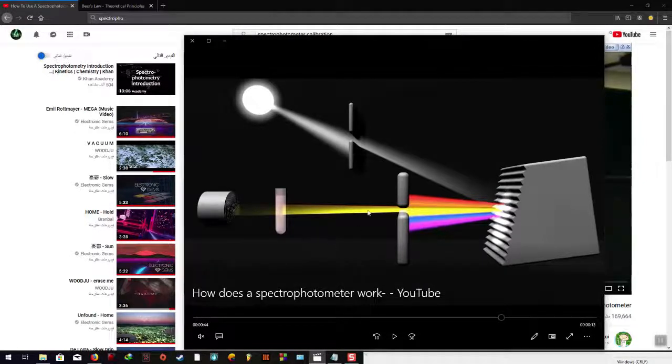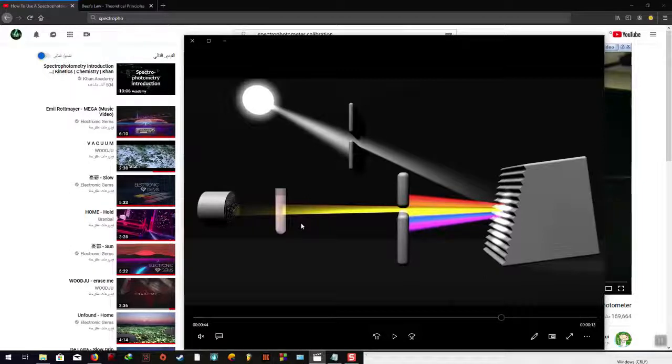So when we place the blank here, we will ignore all the absorption that happens not by the protein, since there's no protein in the blank, but all by other molecules in the tube. So it will be ignored. The absorbance by other things rather than the analyte we want to measure will be ignored.